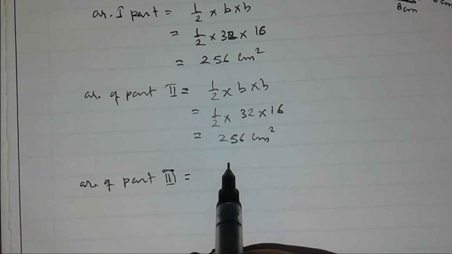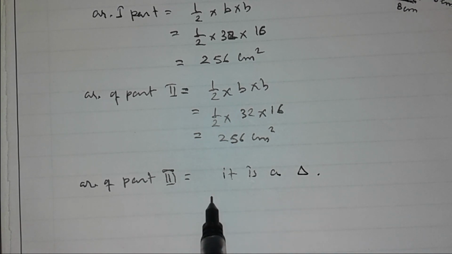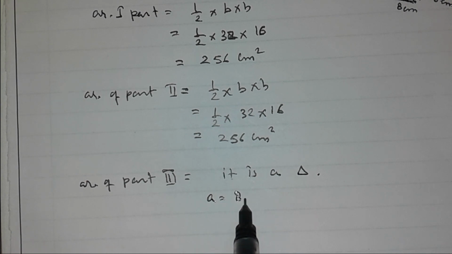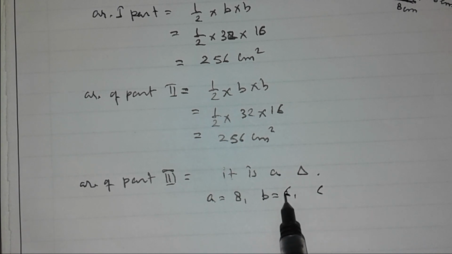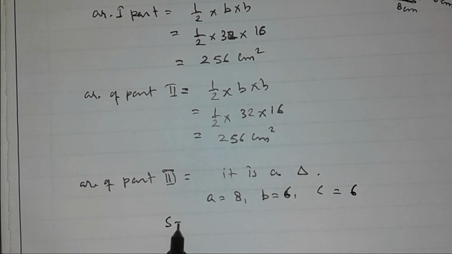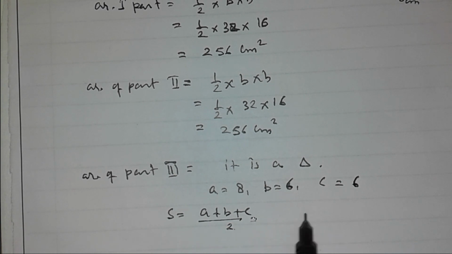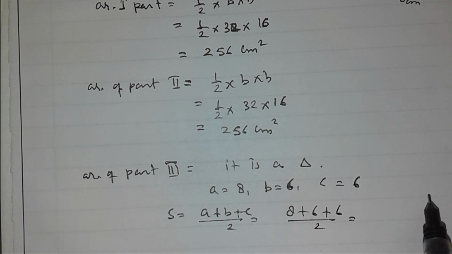It is a triangle. So in this triangle, A is here 8, B is equal to 6 and C is also equal to 6. So first find S. S will be equal to A plus B plus C, so it will be 8 plus 6 plus 6 divided by 2. That will be 20 divided by 2, which is equal to 10 centimeters.